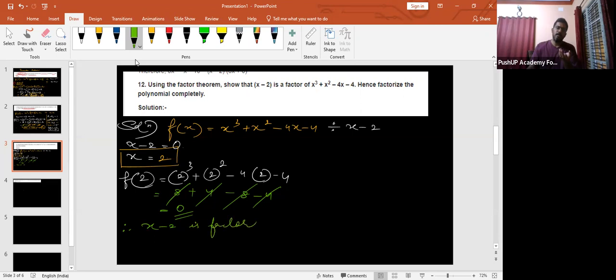Children, if you don't write the statement, some teachers will cut your marks because they want that typical way of answering. So just for their satisfaction, mention in the paper, therefore x minus 2 is a factor. Now they are asking you to factorize the polynomial completely. When they ask you to factorize the polynomial completely, we know only one method, and that is the long division method. Let's start doing the long division method.